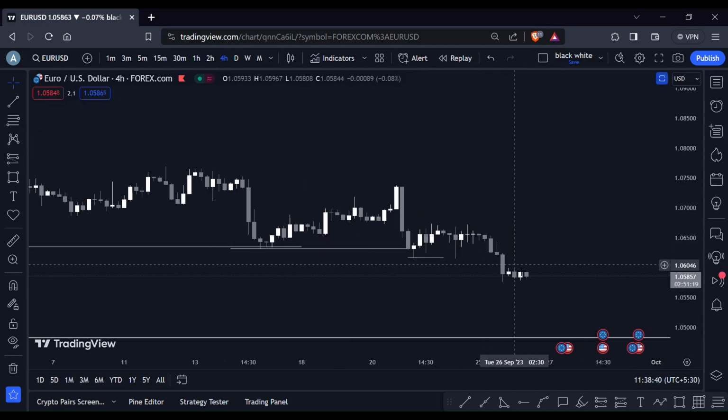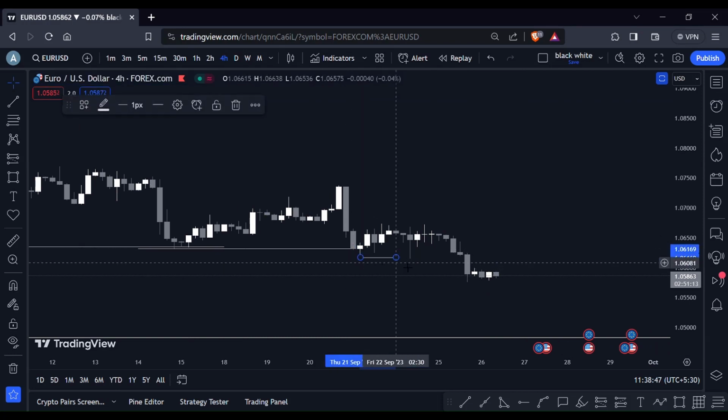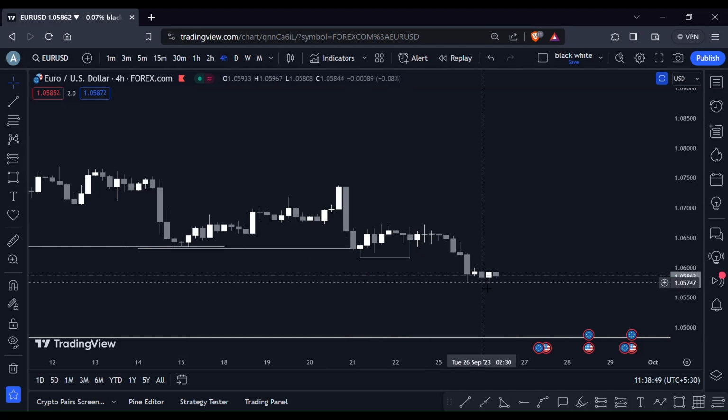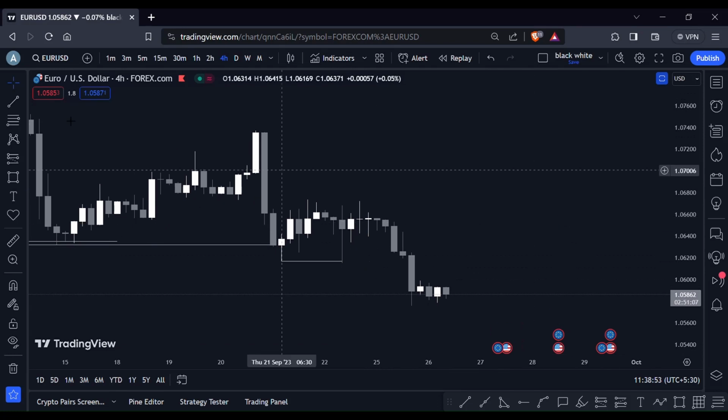So here we were yesterday, and what actually happened? This leg had taken the liquidity over here, but it failed to break the high.